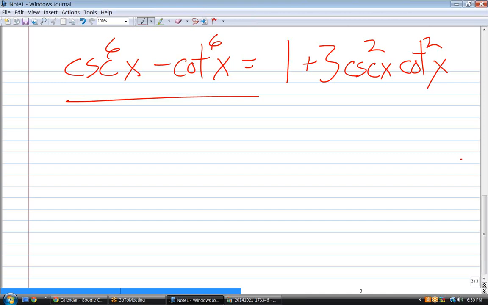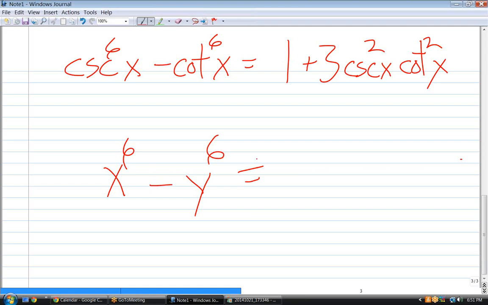In other words, we already have everything in cosecant and cotangent. So we should be able to algebraically manipulate this without using any identities at all and turn this left side into the right side. So if I gave you x to the 6th minus y to the 6th, can you factor that? Yes, because it's 6. Either difference of squares or difference of cubes.